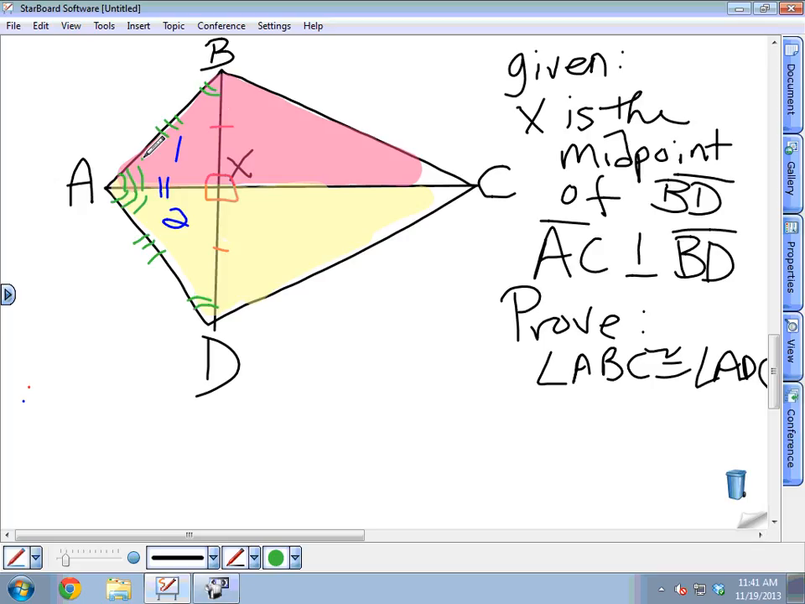And then number 9 is CPC. Number 9, yes. The ABC, this whole angle is congruent to this whole angle because of CPCTC, once you have congruent triangles.